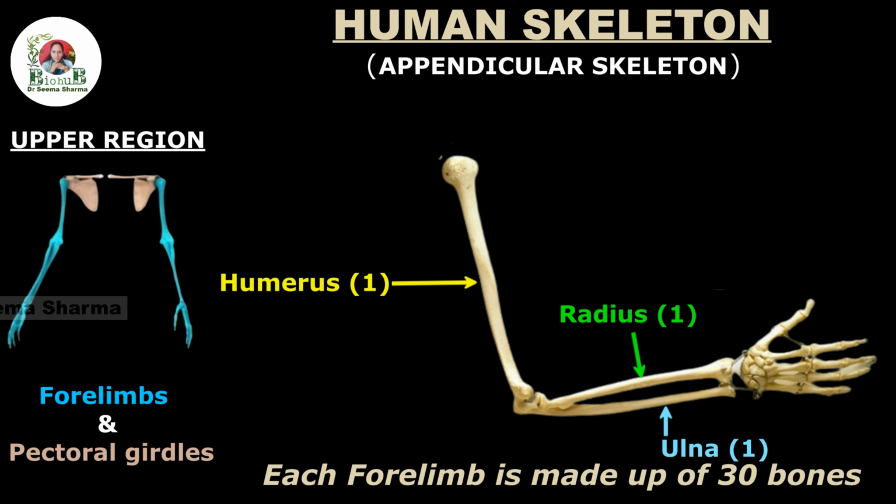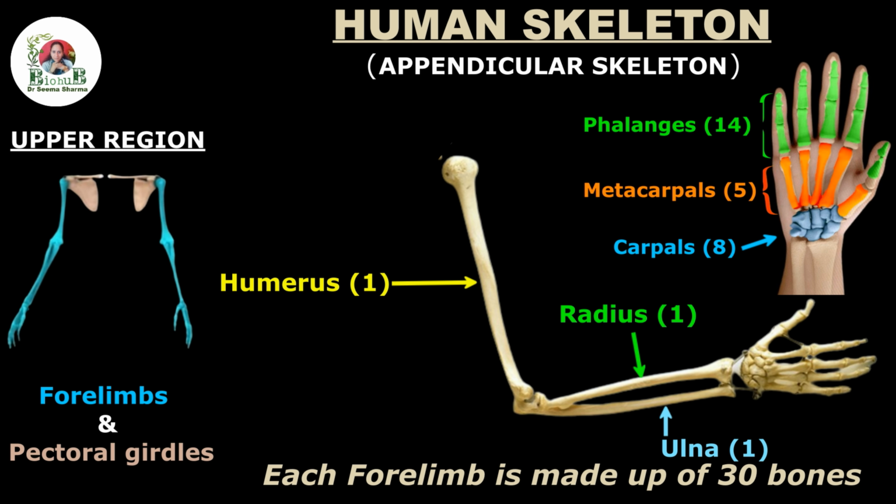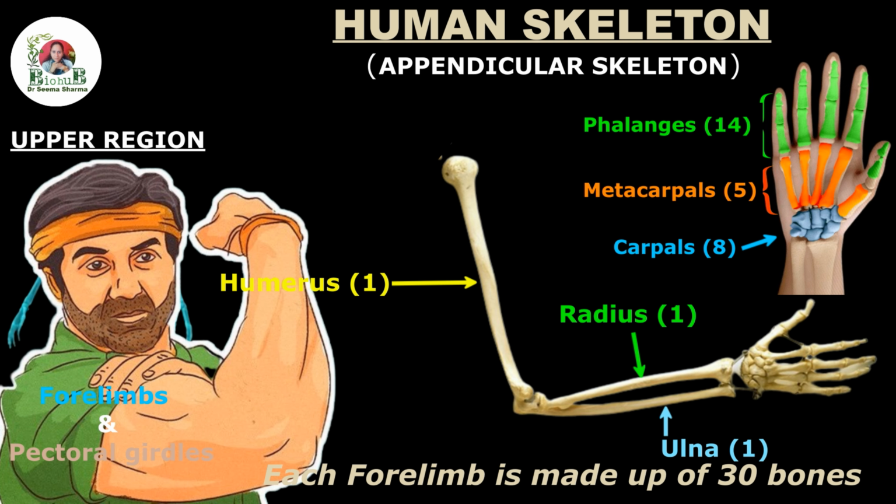These 2 bones are further articulated with the hand bones, and each hand has 27 bones, which are further subdivisible into 8 carpals, 5 metacarpals and 14 phalanges. So viewers, on a lighter note, we can say, हमारा ये 2.5 किलो का हाथ 27 bones से बना है, and the total number of bones in each forelimb is 30.